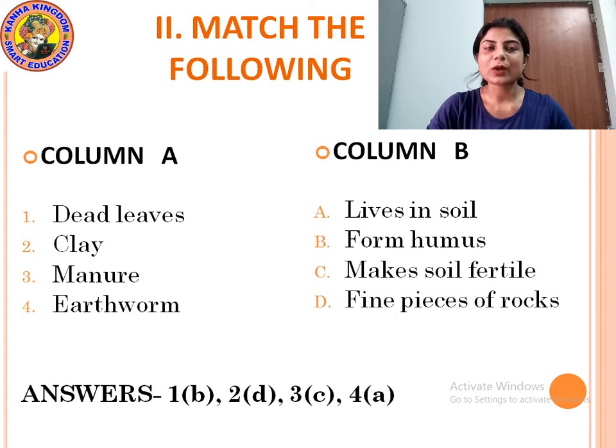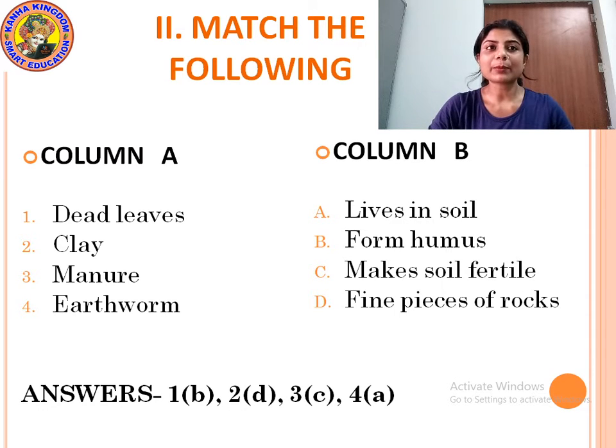So students, our next question is match the following. There are two columns, column A and column B. In column A, you have number 1, dead leaf. Number 2, clay. Number 3, manure. Number 4, earthworm. And in column B, A is lives in soil. B, forms humus. C, makes the soil fertile. And D, fine pieces of rocks. You have to match column A with column B.